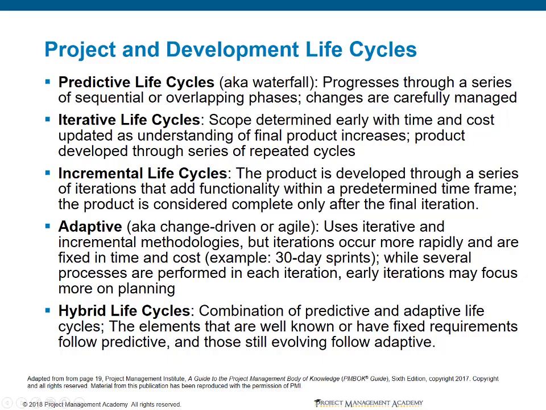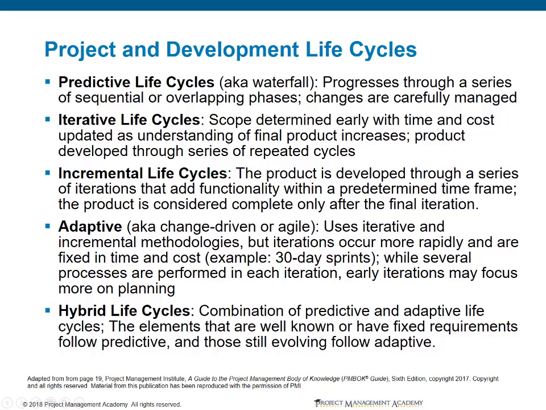Once we get to the adaptive, also known as the change-driven or agile, this is where we will use iterative and incremental methodologies, but the iterations occur more rapidly and are fixed in time and cost. For example, a 30-day sprint. Several processes are performed in each iteration, but early iterations may focus more on planning. Again, this is where the requirements may be very dynamic, but we want to have a lot of customer interaction, and this is typically done through the use of a person known as a product owner. This allows the customer to achieve more value through frequent deliveries and feedback. We can continue this until we have something that would be deemed acceptable.